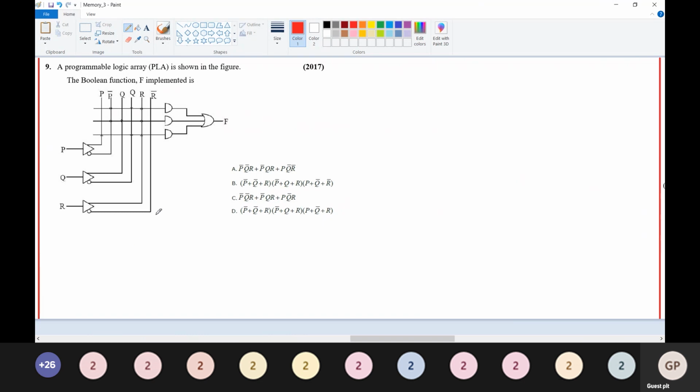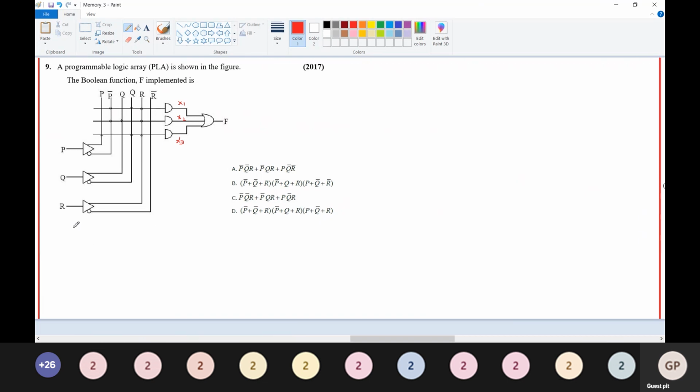Fine. So now here we are going to find the product terms for the three product terms. First, we'll take it like this. I'm going to take this as x1, this as x2, and this as x3. Fine. So now, as we know, a PLA is nothing but an AND array and an OR array.